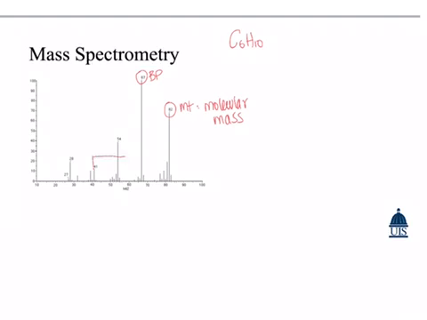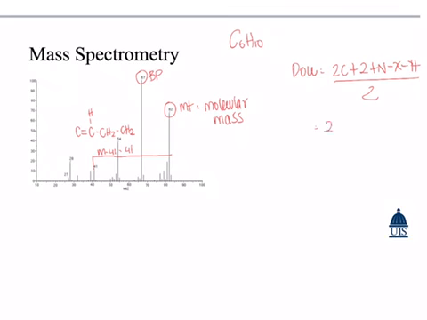So the first one is the difference between 82 and 41, minus 41, giving us 41. This indicates the presence of a double bond between carbon and carbon and a hydrogen attached to it, followed by two CH2s. But why is this? It happens that the DOU of this formula, calculated with 2C plus 2 plus N minus X minus hydrogens, all divided by 2, gives us a DOU of 2.